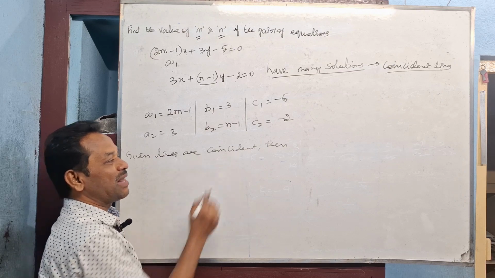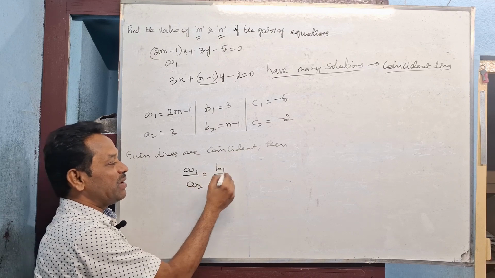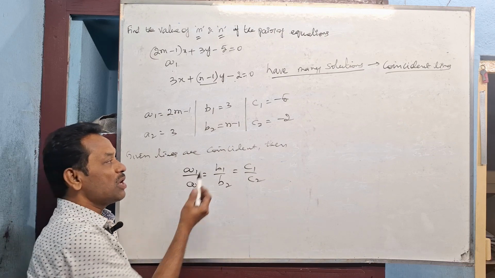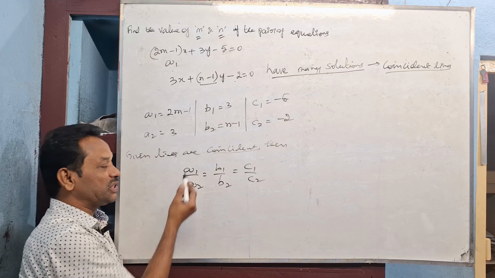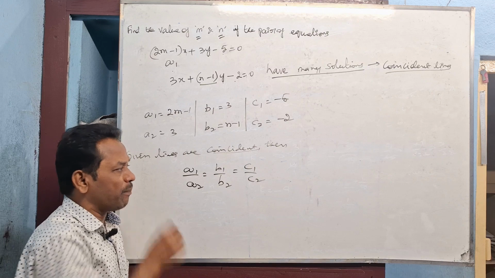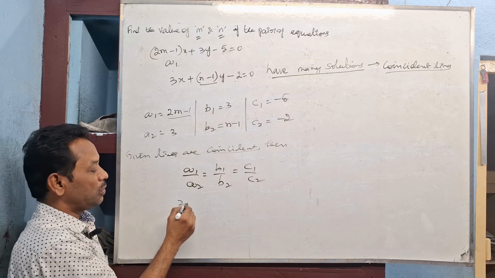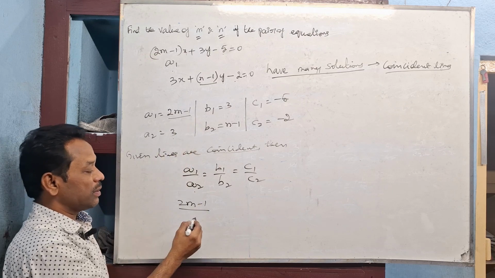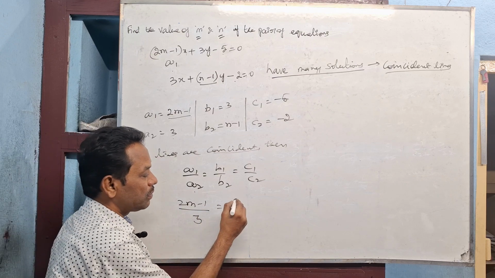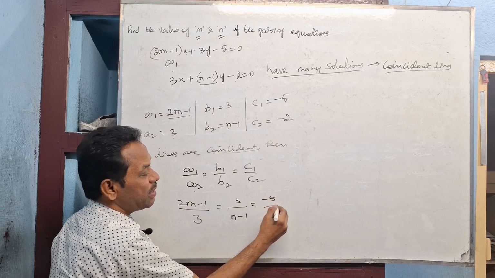If the lines are coincident lines, I can use the condition a1 by a2 equal to b1 by b2 equal to c1 by c2. Now let me put the values. The value of a1 is 2m minus 1 by a2, which is 3, equal to the value of b1, which is 3, by n minus 1, equal to minus 5 by minus 2.